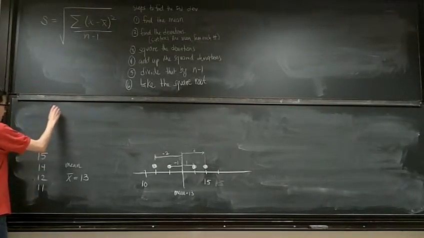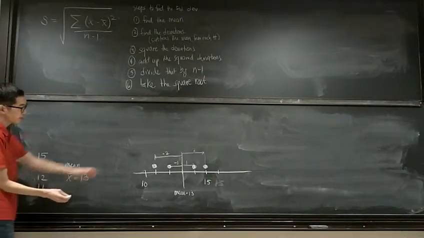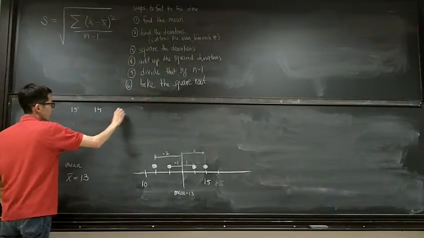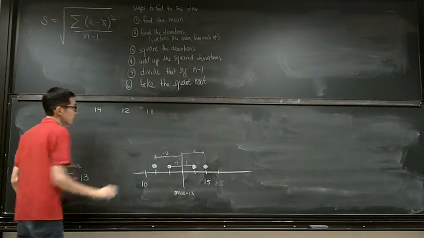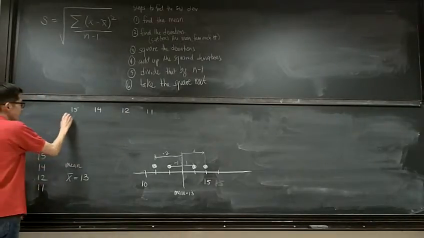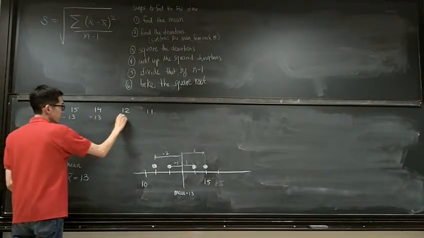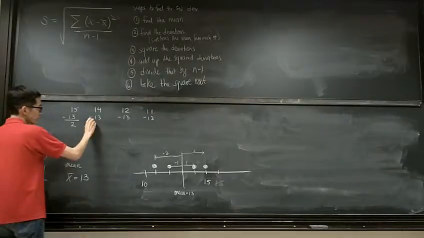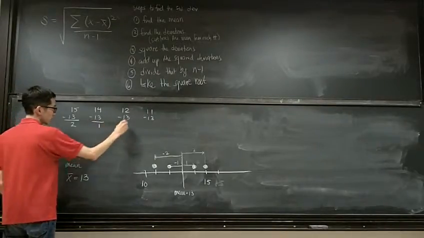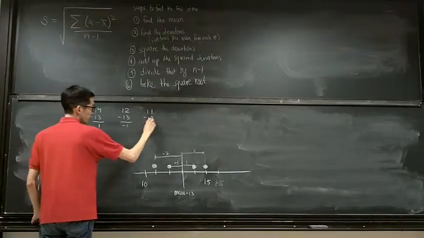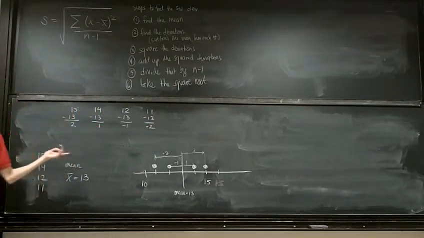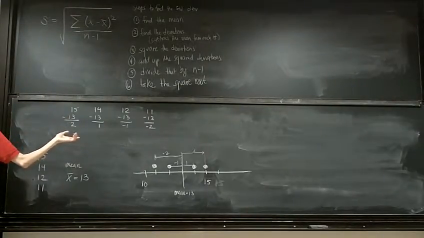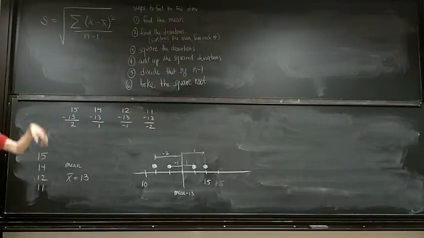So step two, find the deviations. We already did that, but I will just show you what it looks like. We can write out our four numbers, 15, 14, 12, and 11. The mean was 13, so I'm going to subtract 13 from each of these numbers. And what do we have? We see that 15 is 2 more than 13. This is 2, 1, negative 1, and negative 2. These are the deviations from the mean. This is how far the numbers are away from the mean. So that's step 2.